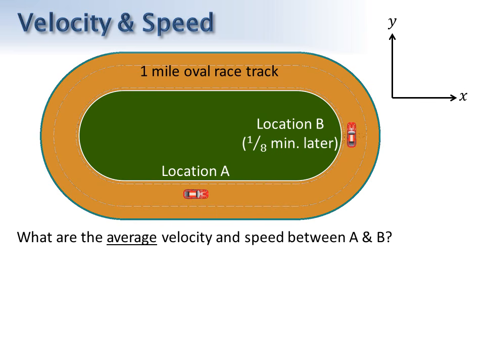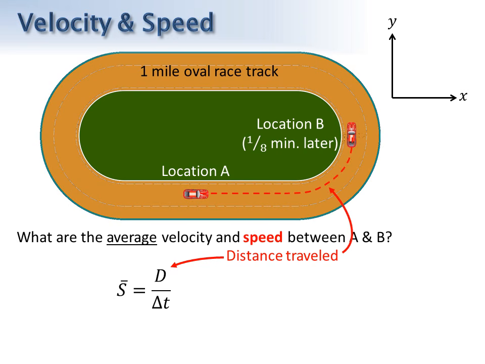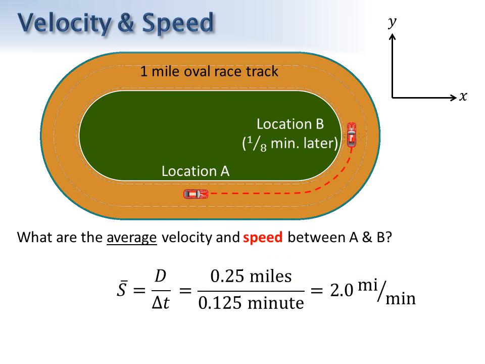Okay, anyway, so we want to calculate the average velocity and speed between A and B. Let's start with the average speed. Here's the equation, where d is, of course, the distance traveled. The distance traveled in our picture is here. So since this is a 1 mile track, let's say the car has gone 1/4 of a mile. And then the elapsed time, we're told, is 1/8 of a minute, or 0.125 minutes. So we can plug those values into the equation, and we get that the average speed is 2 miles per minute.